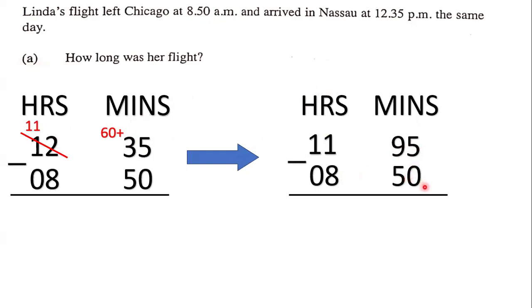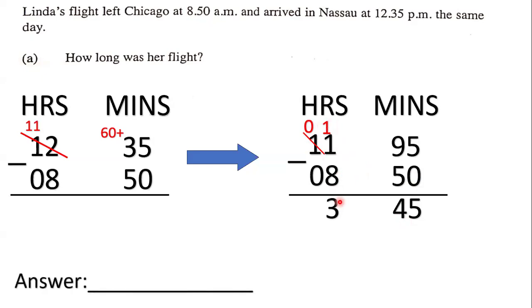And so we have 5 minus 0, and 5 minus 0 is 5. And we have 9 minus 5, which is 4. And of course, 95 minus 50 is 45. Then we have 1 minus 8, and we cannot do that, so we have to actually go ahead and borrow 1 from this one, which turns it into a 0. And then we're going to put this 1 on top. And so we have 11 minus 8. And 11 minus 8 is definitely 3, because we have 8, 9, 10, 11. And so what that means is that our flight was actually 3 hours and 45 minutes long. That's how long the flight was, 3 hours and 45 minutes.